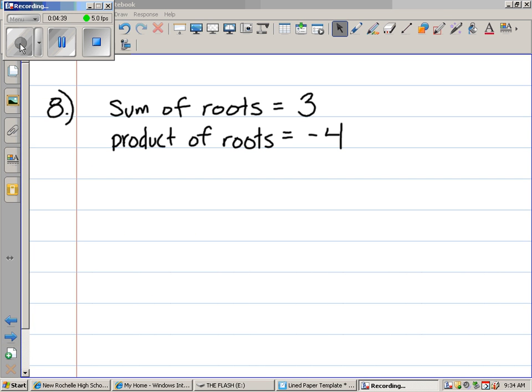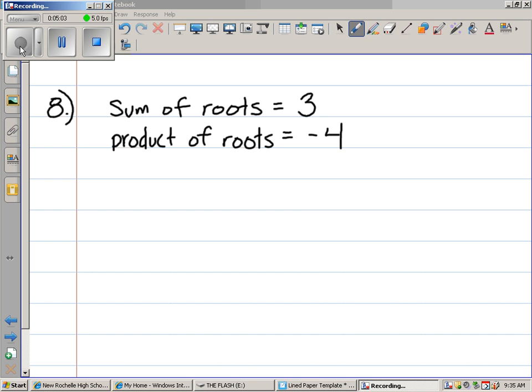So we're going to do question number 8. I know it's written perhaps a little bit differently on your sheet of paper, but essentially that's just what it's asking. Build for me a quadratic equation that has the sum of its roots equal to 3 and the product of its roots equal to negative 4. All right. Let's do this.